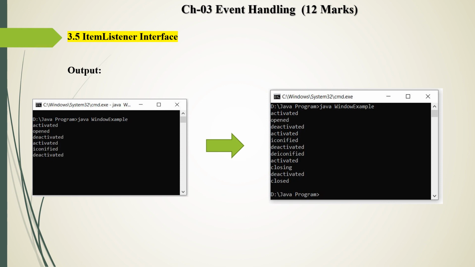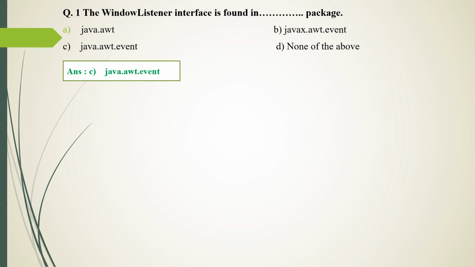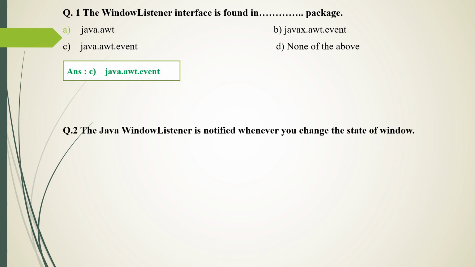Okay, next we have an MCQ. The WindowListener interface is found in which package? Options are java.awt, second option javax.awt.event, third option java.awt.event, and last one none of the above. So the answer of the question is java.awt.event.